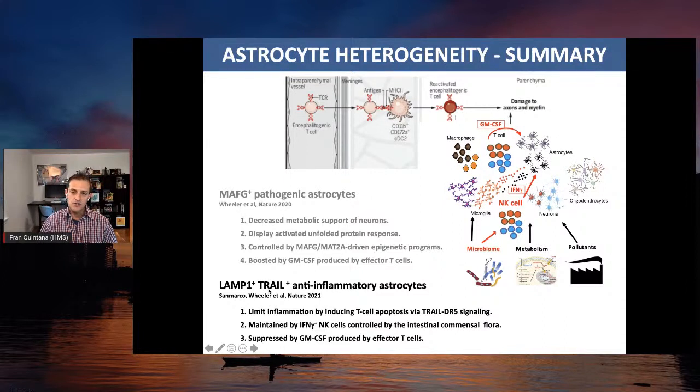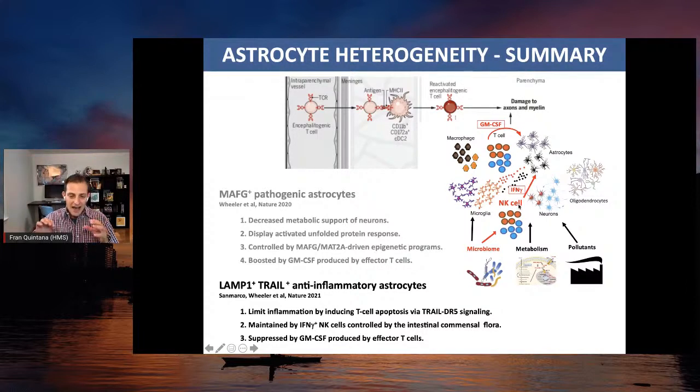And to cut it short, what this astrocyte subset does is it literally induces T cell apoptosis as those T cells try to invade the CNS. So by inducing T cell apoptosis, this is an anti-inflammatory subset of astrocytes. The last point I want to make about this subpopulation of astrocytes is that it's induced in particular by NK cells that produce interferon gamma.